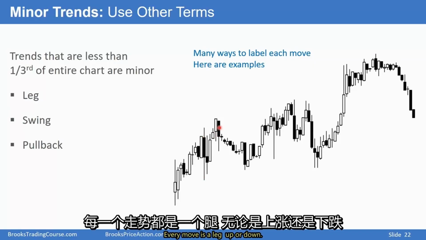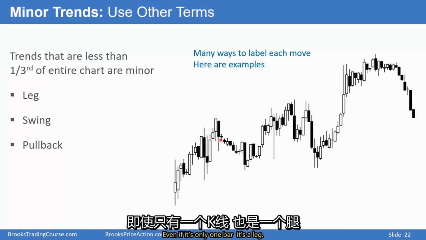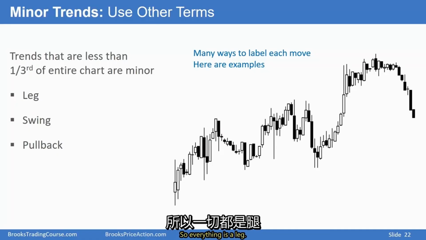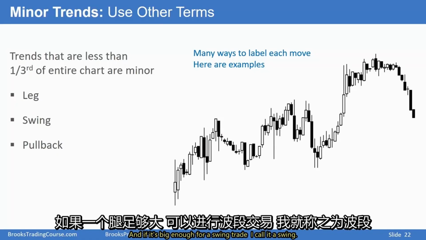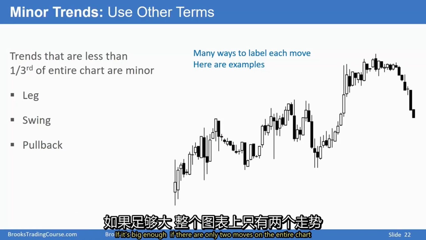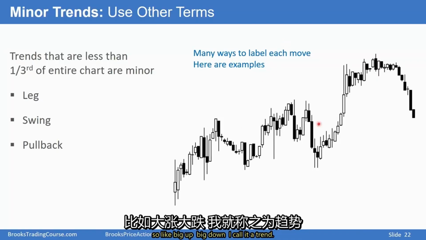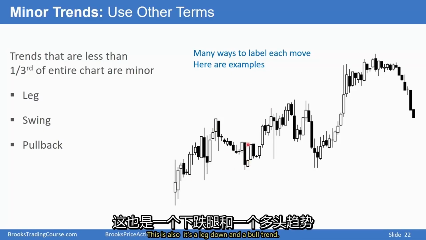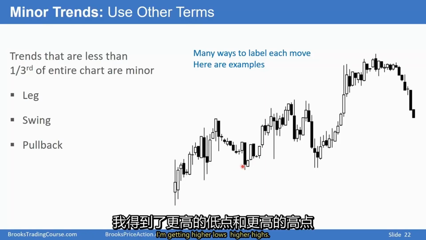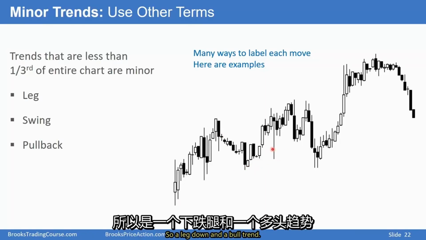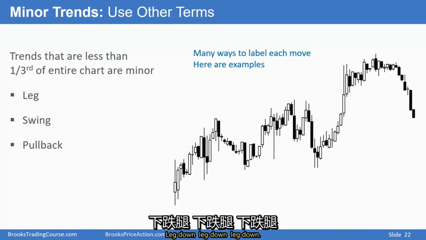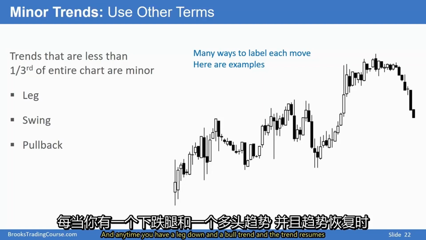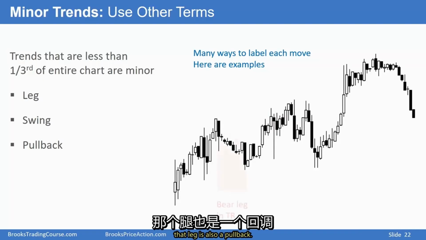Every move is a leg, up or down, small, even if it's only 1 bar, it's a leg. So everything is a leg. And if it's big enough for a swing trade, I call it a swing. If it's big enough, and if there are only 2 moves on the entire chart, so like big up, big down, I call it a trend. This is also a leg down in a bull trend. You're getting higher lows, higher highs. So a leg down in a bull trend, leg down, leg down, leg down. And anytime you have a leg down in a bull trend and the trend resumes, that leg is also a pullback.